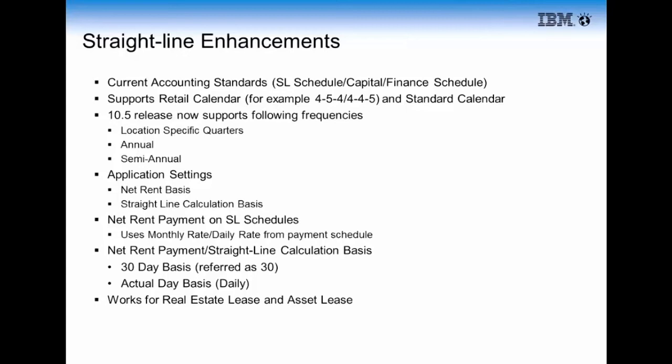When you say standard calendar, it means the period begins on the first of the month and ends on the last day of the month. For example, January 1st to 31st would be one period, and February 1st to 28th would be one period if it's a non-leap year. If it's a leap year, it becomes 29. Up till 10.4.2, we supported retail calendar and standard calendar for monthly and quarterly frequency. Starting in the new release 10.5, we also support location-specific quarters, the annual frequency, and the semi-annual frequency.